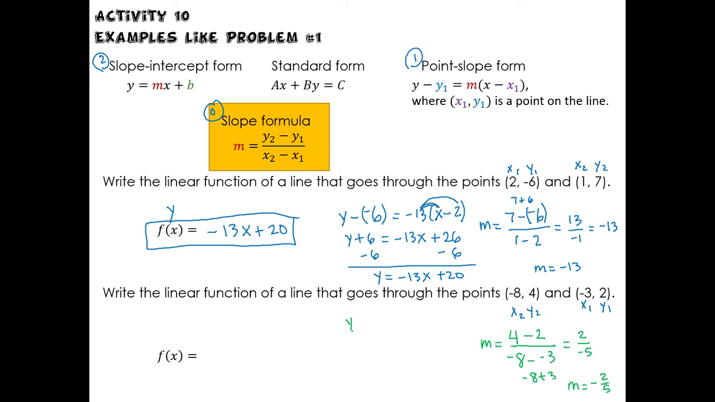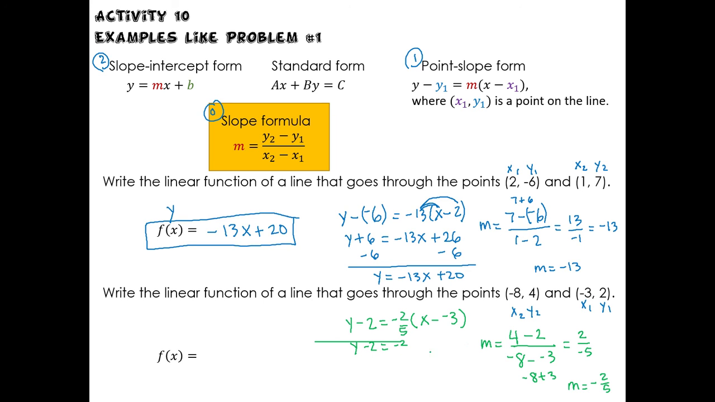So it's going to be y minus y1. And I'm just going to use the second point since it's already labeled x1 and y1. So my y1 is 2, so it's going to look like that, is equal to the slope, which is negative 2/5, times x minus my x1, which is negative 3. So minus a negative. So I'm going to do a little bit of rewriting here. So y minus 2 is equal to negative 2/5.